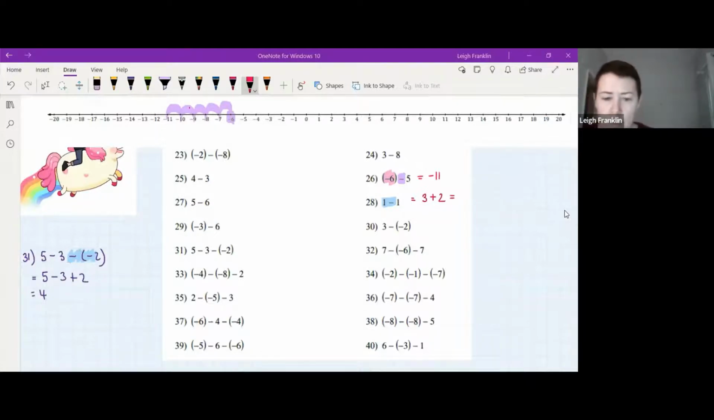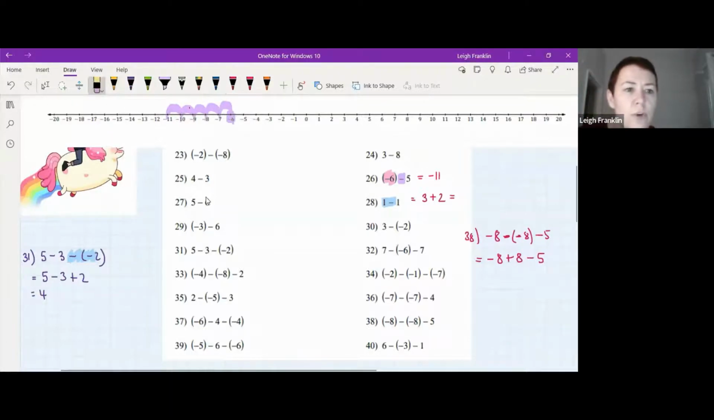Sure, no problem. Okay, so in question 38, sorry, I'm just moving the participants thing out the way. So in question 38, Tersha, we are starting at -8. We are then subtracting -8, and then we are subtracting 5. So this means start at -8. When you subtract a negative number, you are plussing. So now we're going to +8, and then we're going to take away 5.